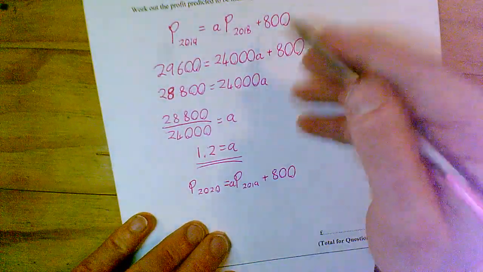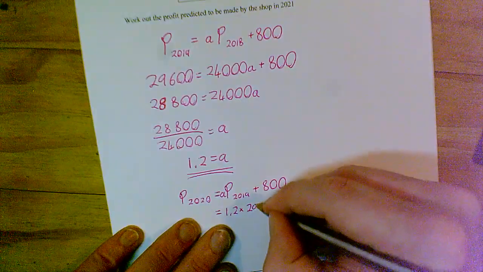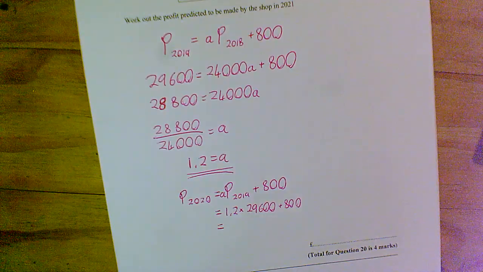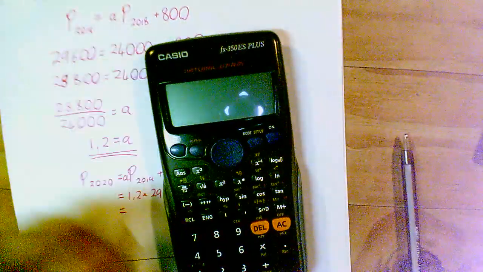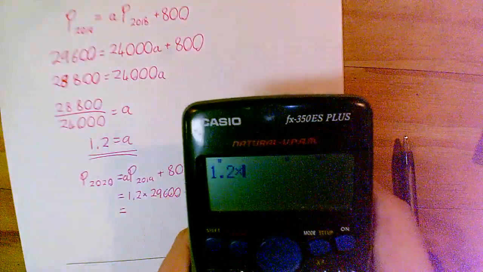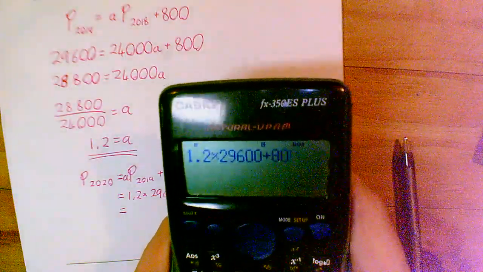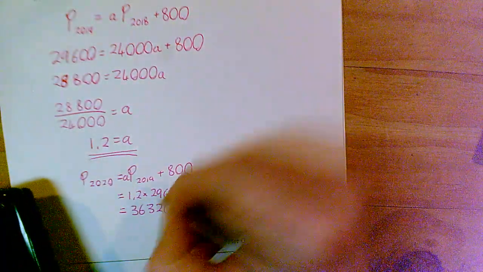So what's the profit in 2020 going to be then? 1.2 times 29,600 plus 800, which is 1.2 multiplied by 29,600 plus 800. 36,320. Just filling in my little table up here.